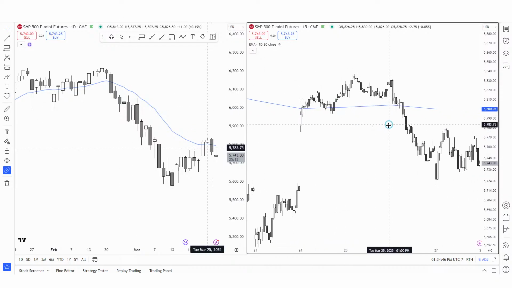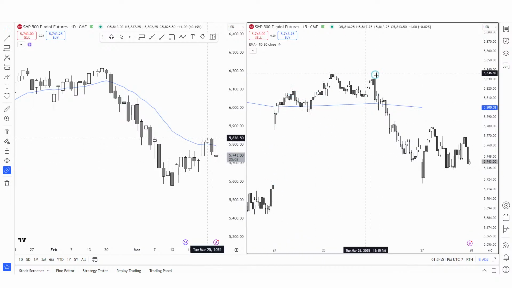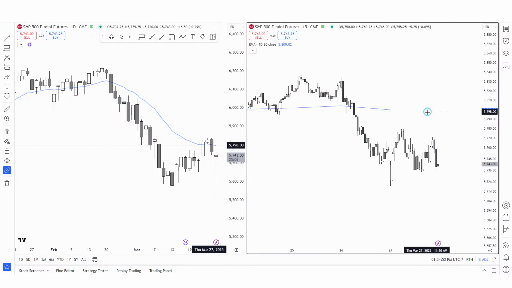Start to break out below the EMA. Only problem is there's a big gap up here. So we have a big up, a big down. That put us into a trading range today.